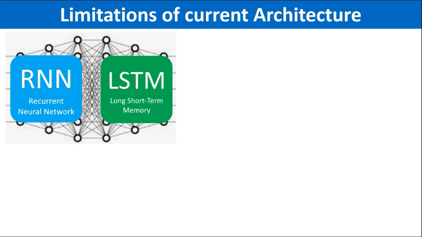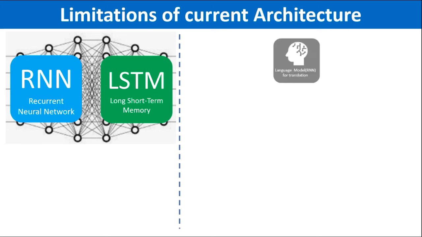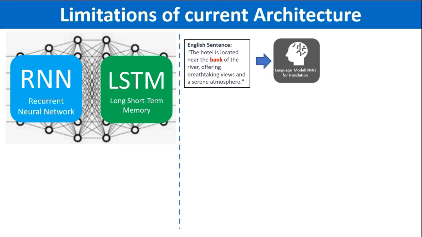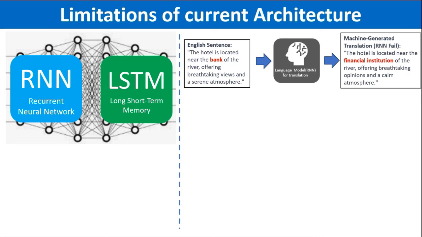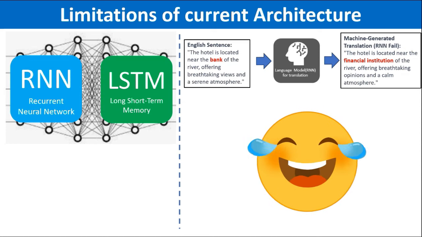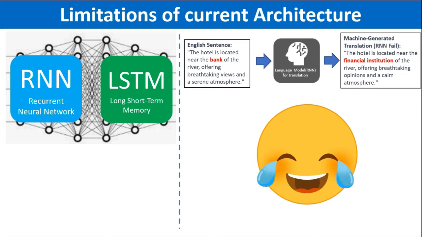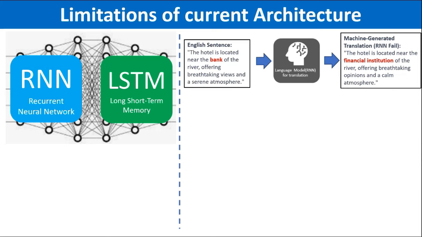For example, in a machine translation task, see this example where there is an English sentence: the hotel is located near the bank of the river, offering breathtaking views and a serene atmosphere. In this example, the RNN might mistranslate bank as a financial institution instead of the intended meaning, which is the side of a river. This occurs because RNNs face challenges in capturing long distance dependencies and maintaining a coherent context, especially when the translation involves complex sentence structures or nuanced word meanings.